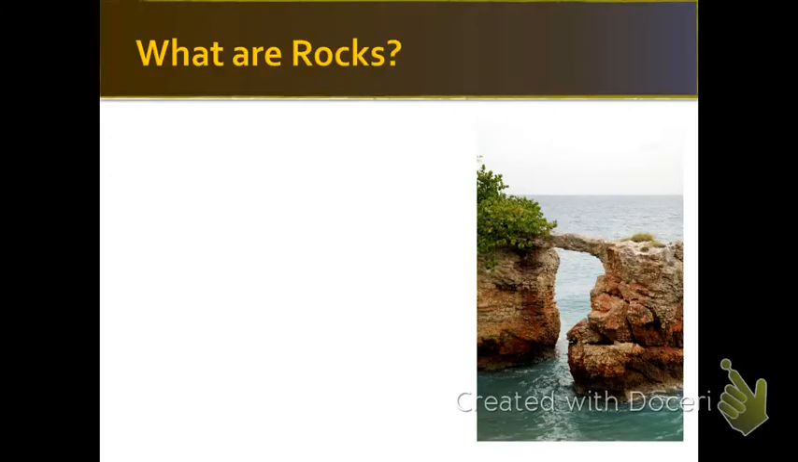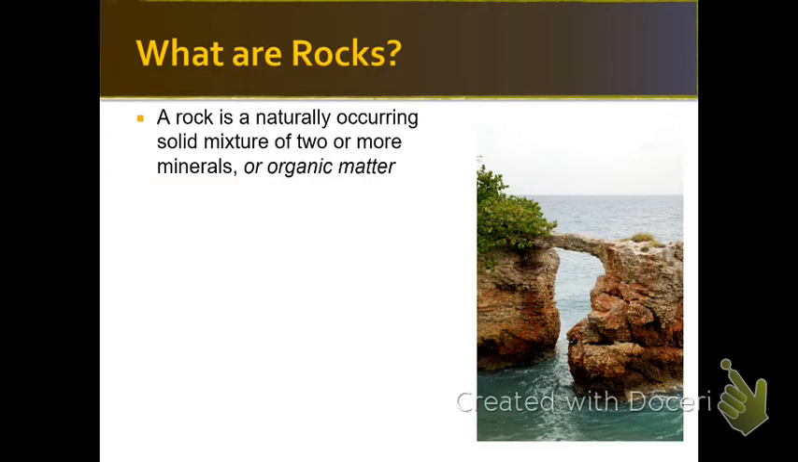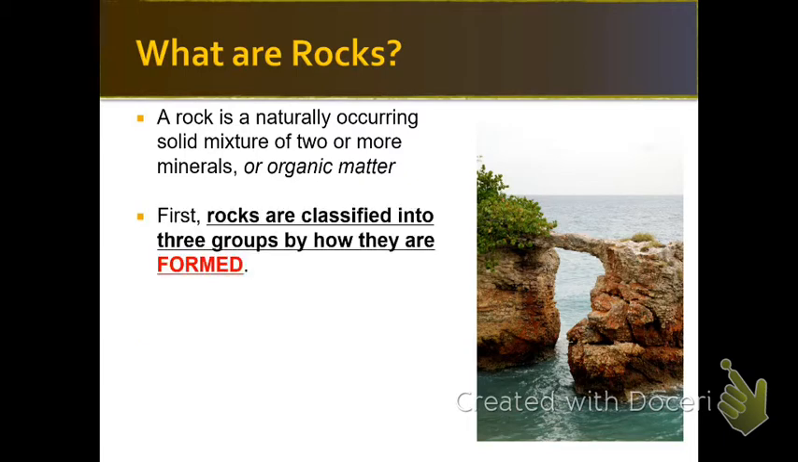All right, so what are rocks? Rocks are a naturally occurring solid mixture of two or more minerals or organic matter. First, rocks are classified into three groups by how they're formed. This is very, very important.